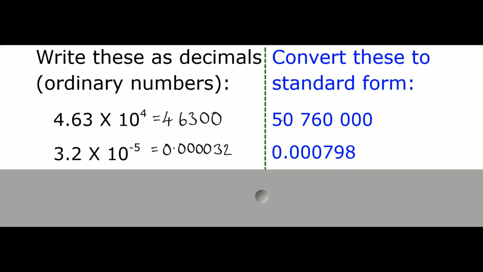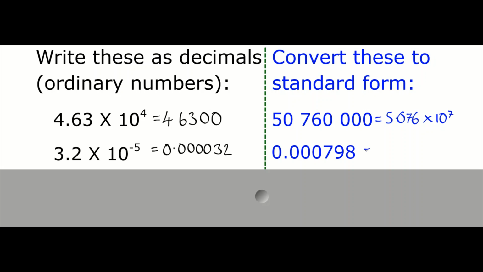Let's have a look at these ones here. So this big number here, we've got a 5 point, and then we've got 0, 7, 6. And then the rest are zeros, so we'll stop needing to write any values down. And then the power of 10 is just the number of digits after the first digit. So 1, 2, 3, 4, 5, 6, 7, so 10 to the power of 7.